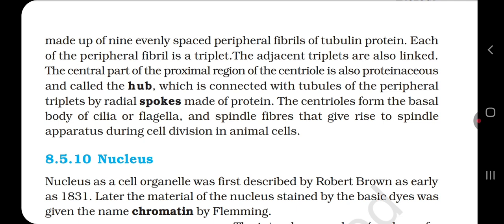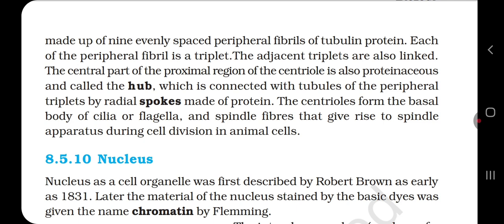The central part of the proximal region of the centriole is also proteinaceous and is called the hub, which is connected with the tubules of the peripheral triplets by radial spokes made up of protein. The centrioles form the basal body of cilia or flagella and the spindle fibers that give rise to the spindle apparatus during cell division in animal cells.